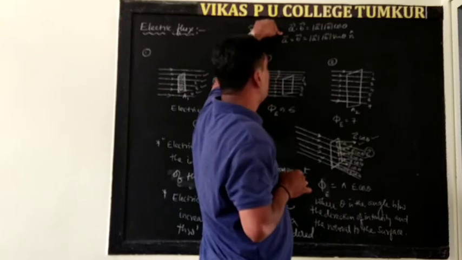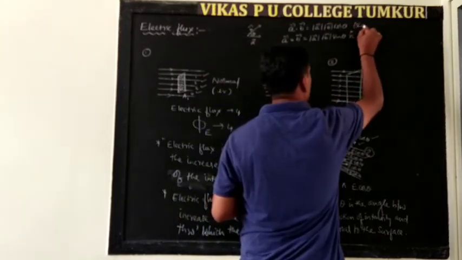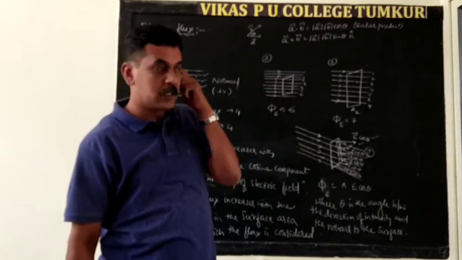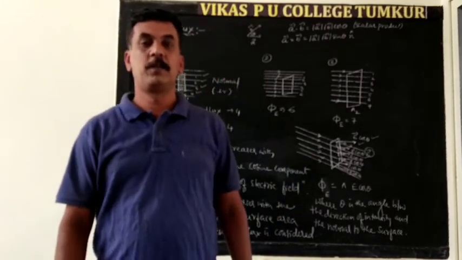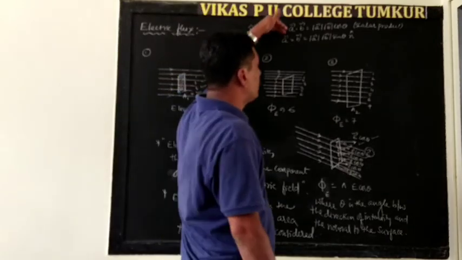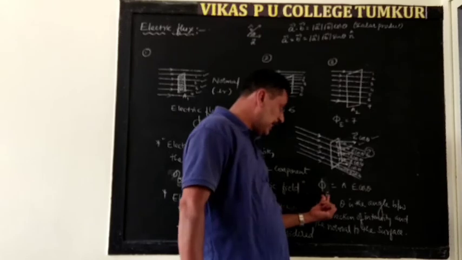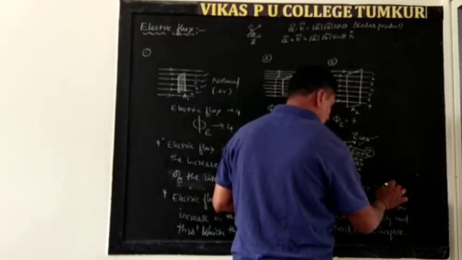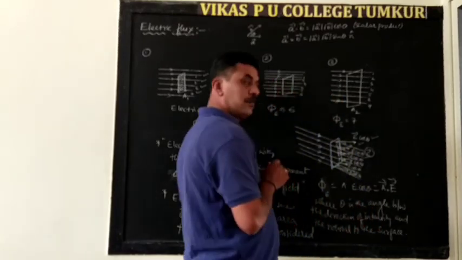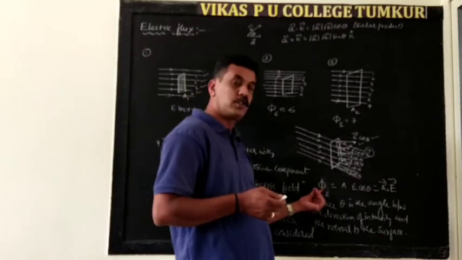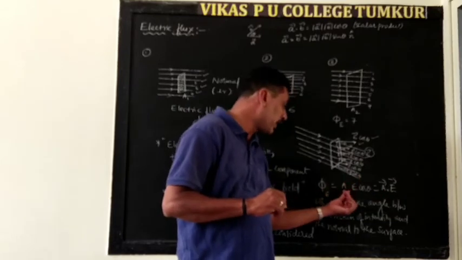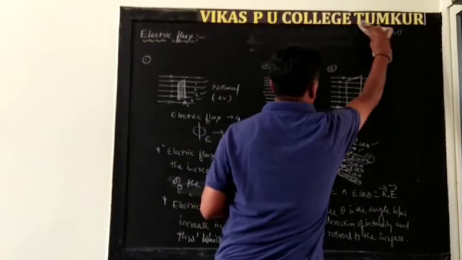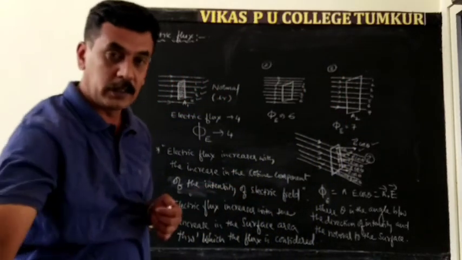A dot B is also called the scalar product. Work is the scalar product of the force acting on a body and the displacement of the body. So this flux A E cos theta is of this form. I can write this as A vector dot E vector. A vector dot E vector is the flux, and it can be expanded as A E cos theta. From this we understand that electric flux is not a vector quantity, it is a scalar quantity.